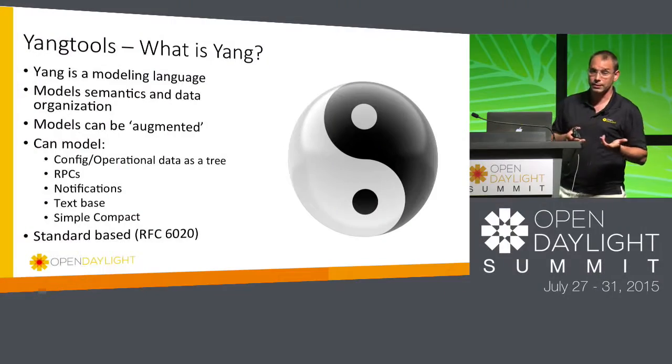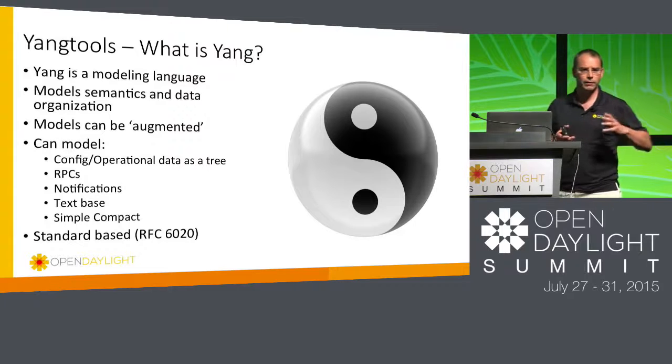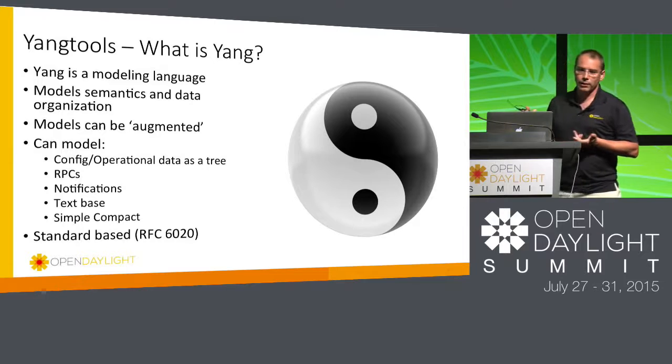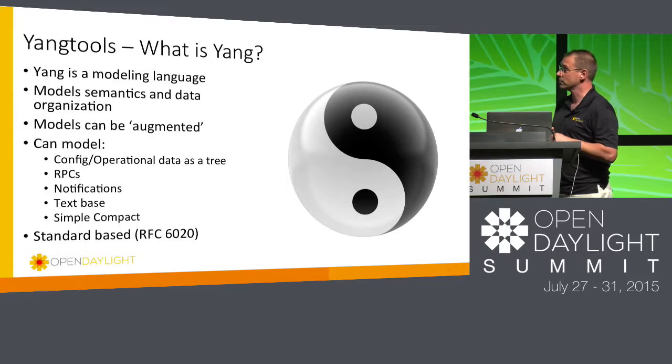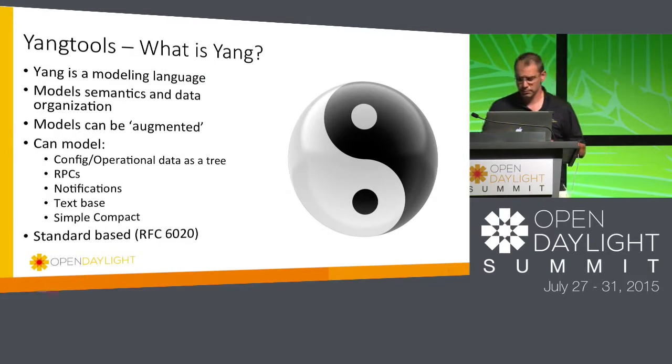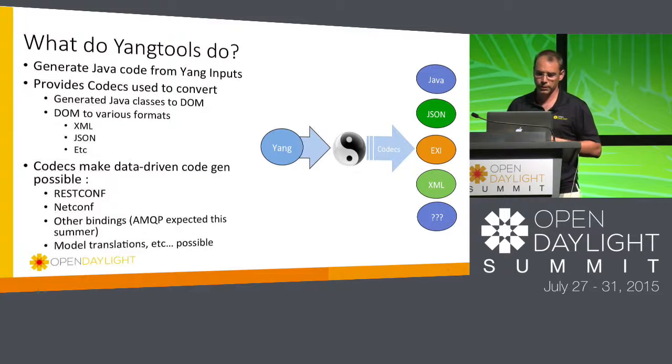Yang models are specified in ASCII text files, so there's no magic binary format or anything that's required, so they're easy to process. And maybe this is a matter of personal opinion, but it's fairly simple, compact and straightforward to understand. Most people I've talked to and shown a simple model can handle that without much information about what's going on. And the latest standard for Yang is defined in RFC 6020 from the IETF, which is what we use here. So what do Yang tools do?